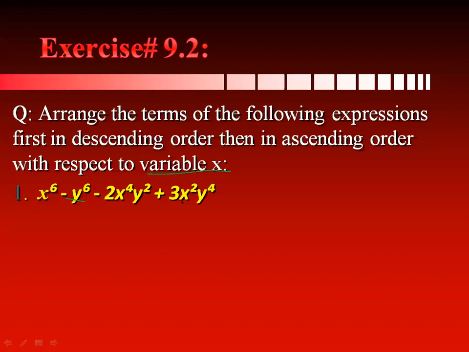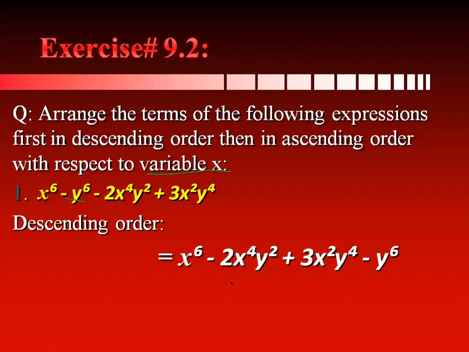Okay, so from where will we start? If you want to arrange it in descending order, you are going to consider only the power of variable x. So from where will you start? You will start from the greater power, that is 6. So you will simply write x6 first. Then the second greater power is this 4.